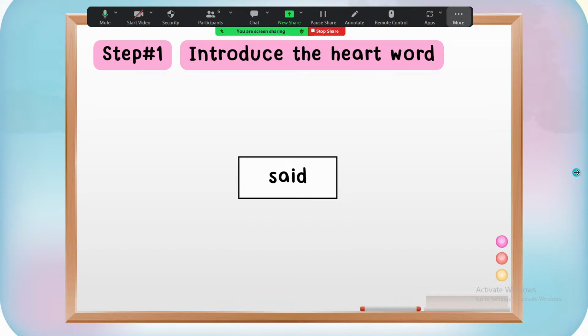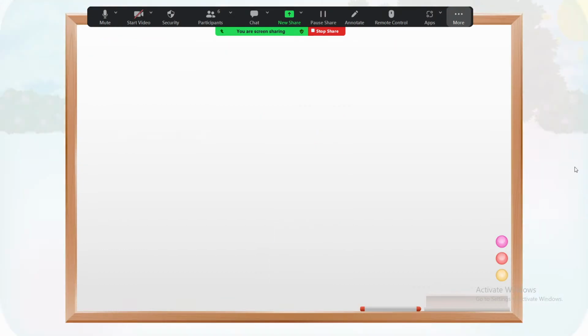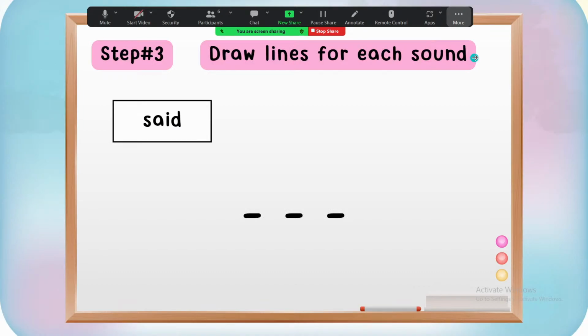Now please finger spell this word. The second step is to finger spell. What are the sounds that you hear? S, e, d. Forget about the spelling, just listen to the sound. S, e, d. Said. We have three sounds, right? They will show you their fingers. The third step is to draw lines for each sound. Here I have already done this. S, e, d. We have three sounds, we have three lines. You are doing all this on the board, or on your screen.